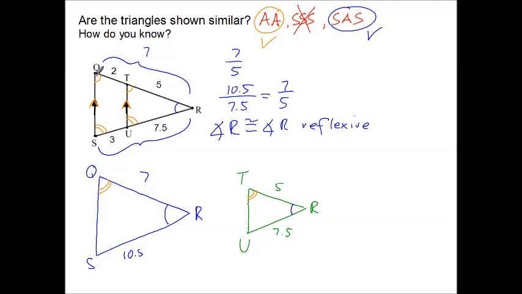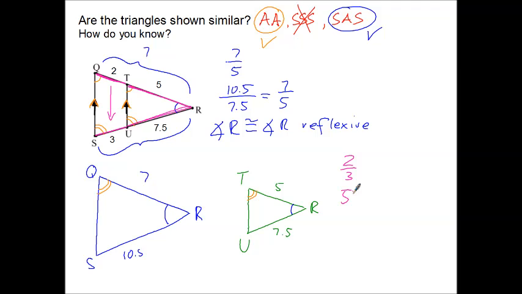For example, segment QT that has a length of 2. How does that relate to segment SU with a length of 3? We can create a ratio to show how they are related, and that ratio would be 2/3. And then we have the sides next to them, TR, which is 5, and UR, which is 7.5.